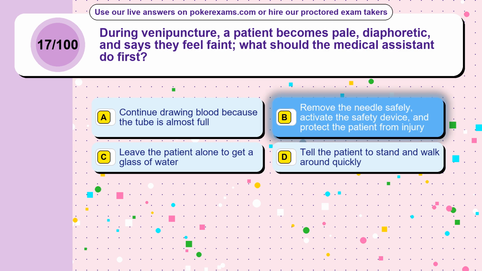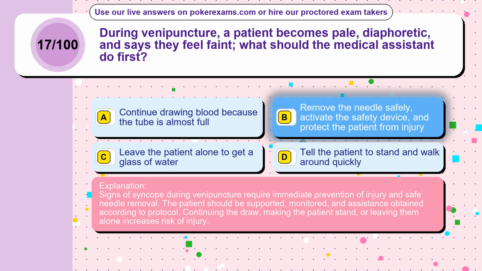The correct answer is option B. Remove the needle safely, activate the safety device, and protect the patient from injury. Signs of syncope during venipuncture require immediate prevention of injury and safe needle removal. The patient should be supported, monitored, and assistance obtained according to protocol. Continuing the draw, making the patient stand, or leaving them alone increases risk of injury.